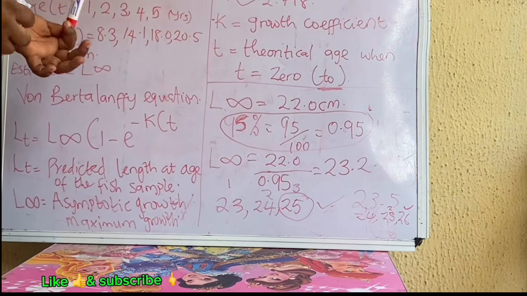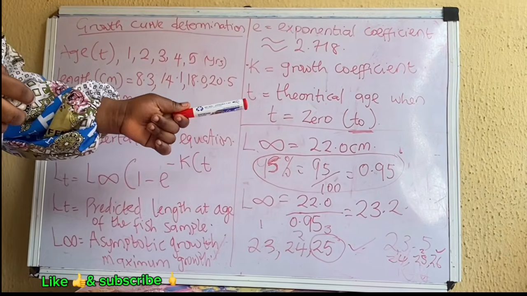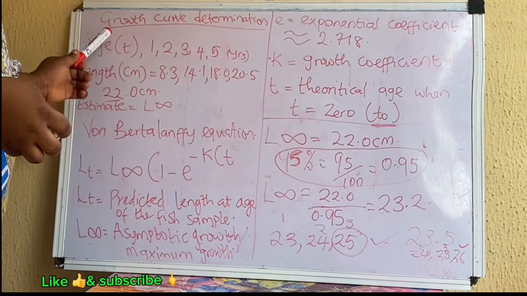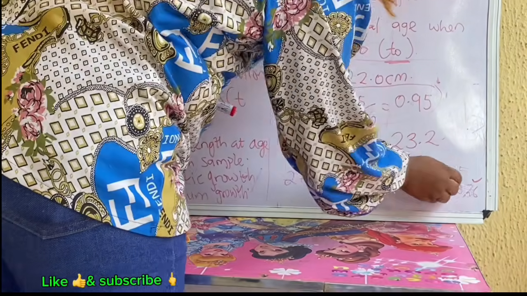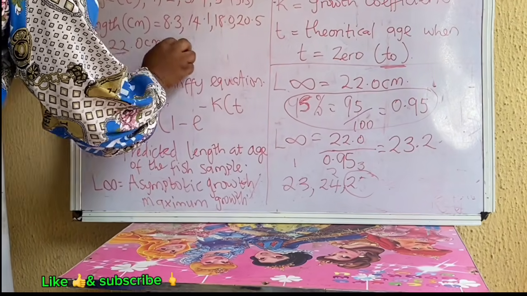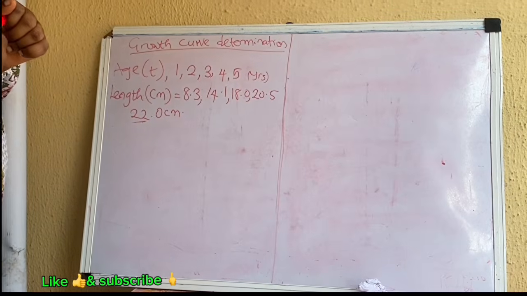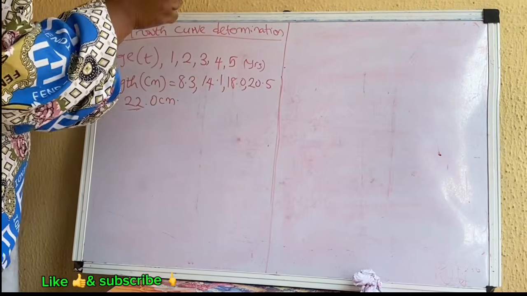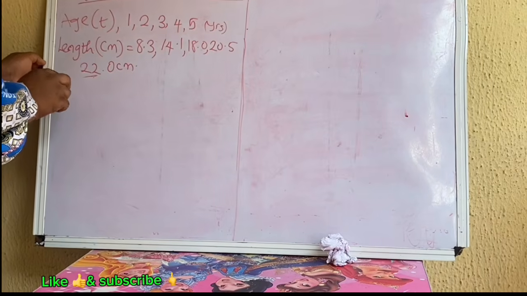That is just how to calculate or determine your length asymptotic if it is not given to you in the question. Like in this our case, the asymptotic length was not given. We were asked to look for the asymptotic length. Now, to estimate the growth coefficients, we linearize the growth equation. This is the data set, and we've calculated our asymptotic length, which is the first one.